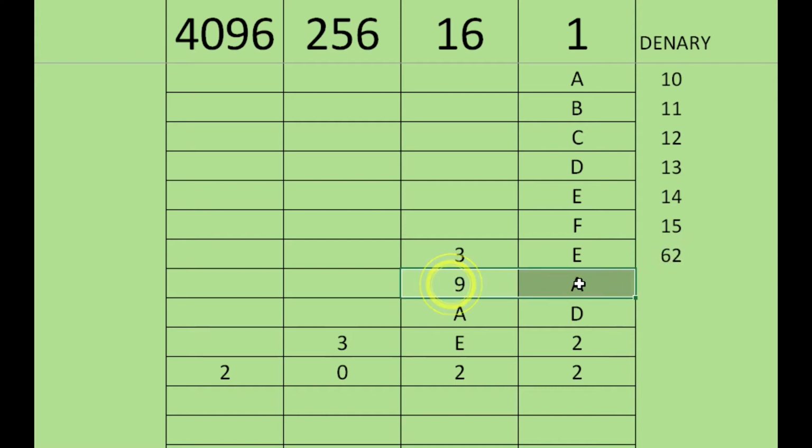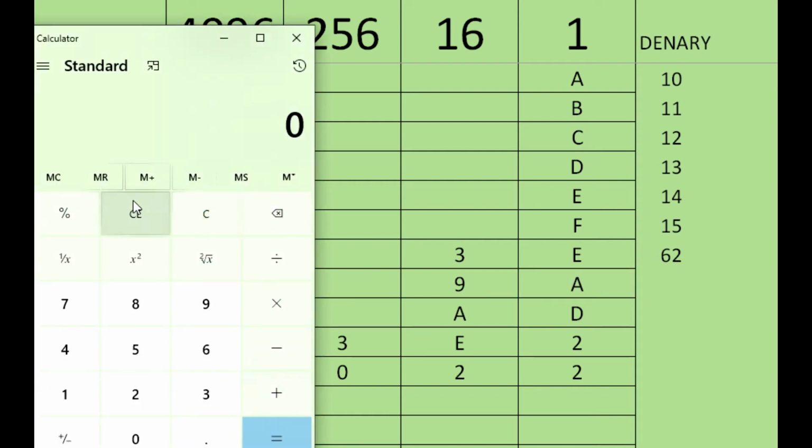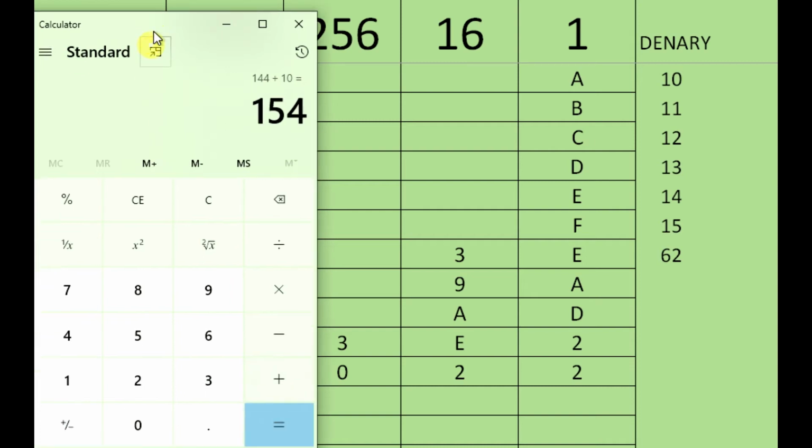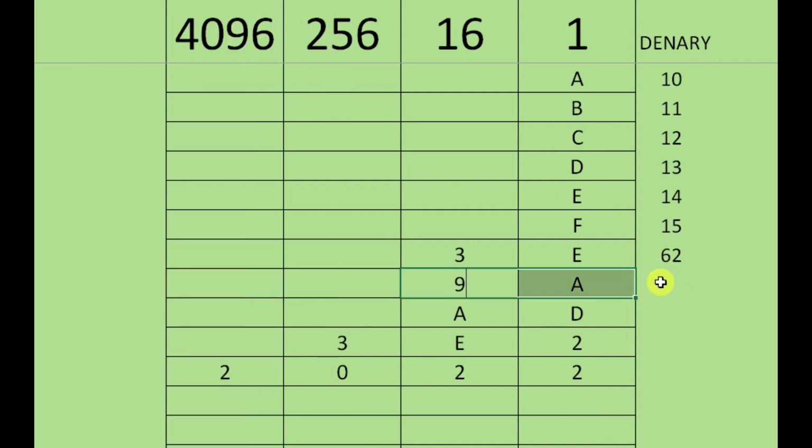Have a look at this number. So it looks more difficult because it's a bigger number, but it's not any more difficult than what we've just done here. So we're going to start with the highest place value that we've got, which is 16. So we're going to go 16 times 9. So that gives us 144. And then in this column we've got A. Well, we know that A is 10, so let's just add 10 onto that. So that gives us 154.